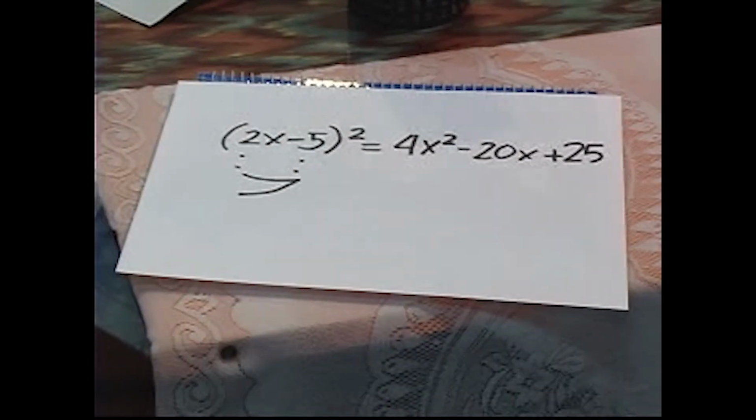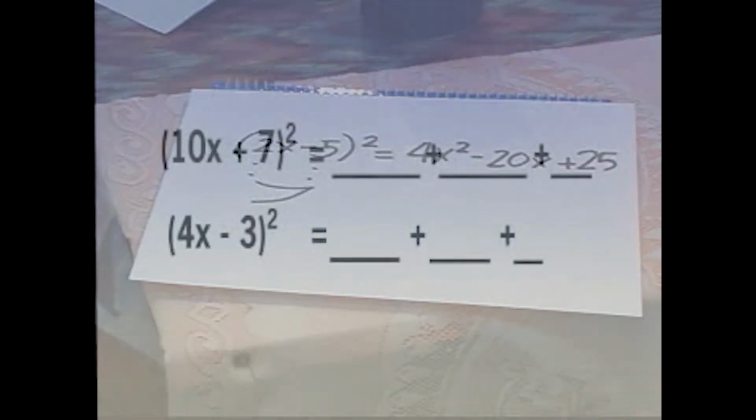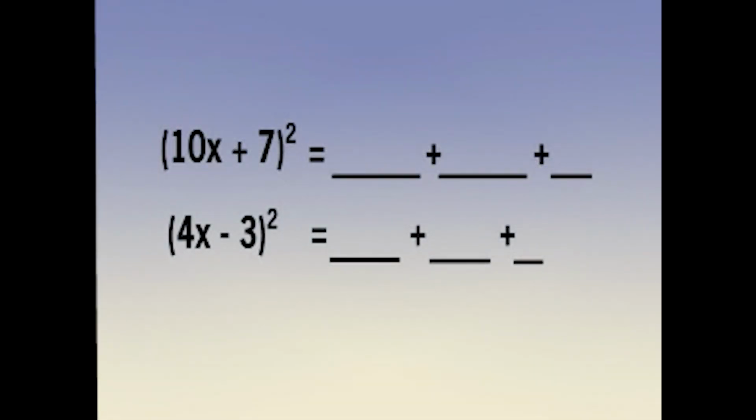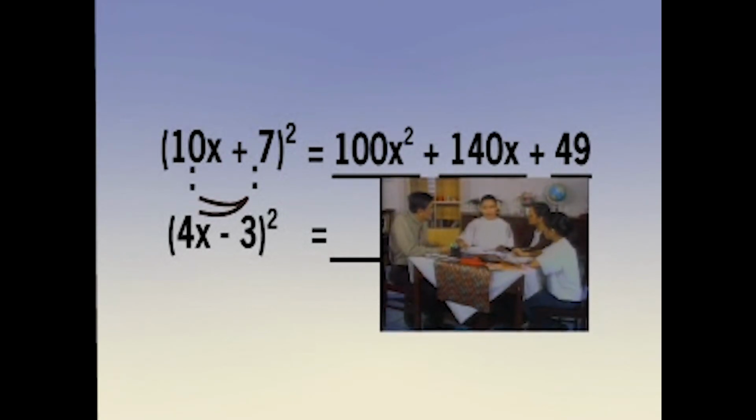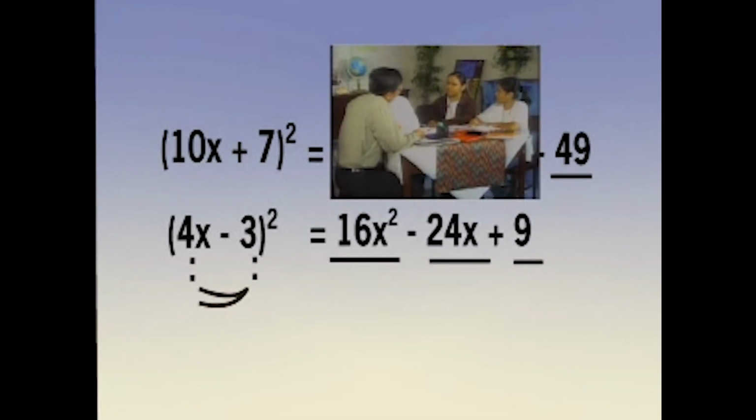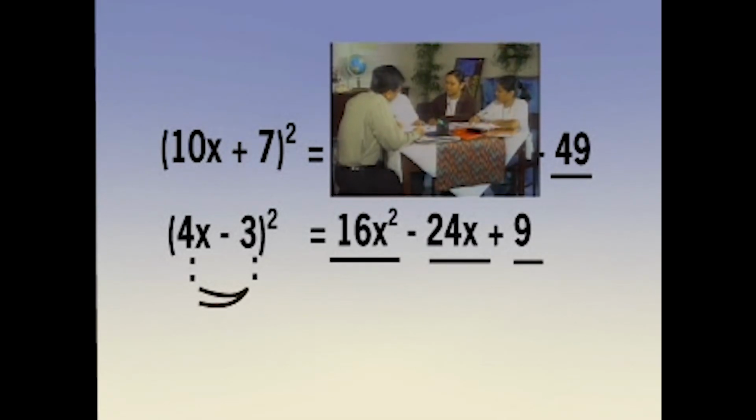Can you do this fast without using pencil and paper? 100x squared plus 140x plus 49. 16x squared minus 24x plus 9.